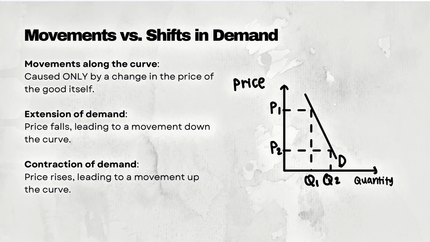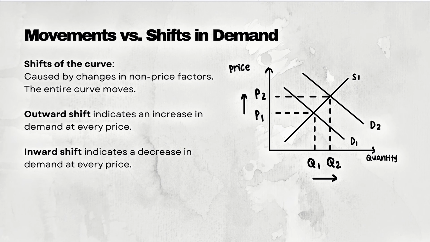So on this slide, we look at the movements in demand. So the movement along the curve is only caused by the change in price. So when we say an extension of the demand, this means price falls. So in this case, from P1 to P2. And this leads to a movement down the curve and an increase of quantity from Q1 to Q2. And the inverse is also true. A contraction of demand is when price rises from P2 to P1, which leads to a movement up the curve, and quantity falls from Q2 to Q1.